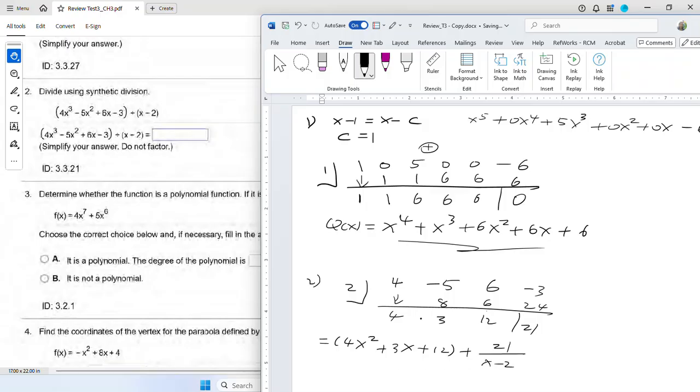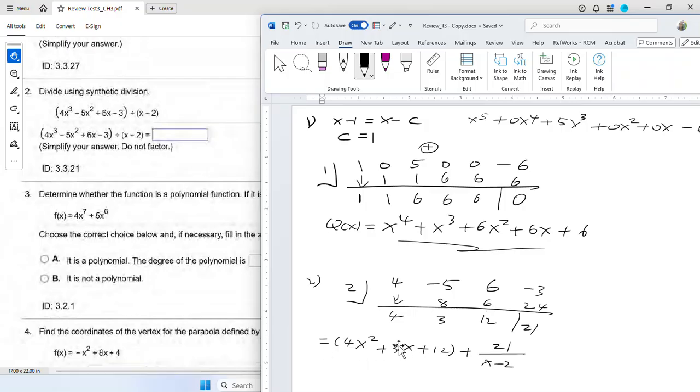Okay, so this one, as you can tell, we don't have a missing term, right? So x cubed, x squared, x, and then the constant. So we don't have a missing term. So I just write down 4, negative 5, 6, negative 3, and my c here is 2, right? And then you do the division. So the remainder here is 21. Okay, and then that's how you write down the equation.